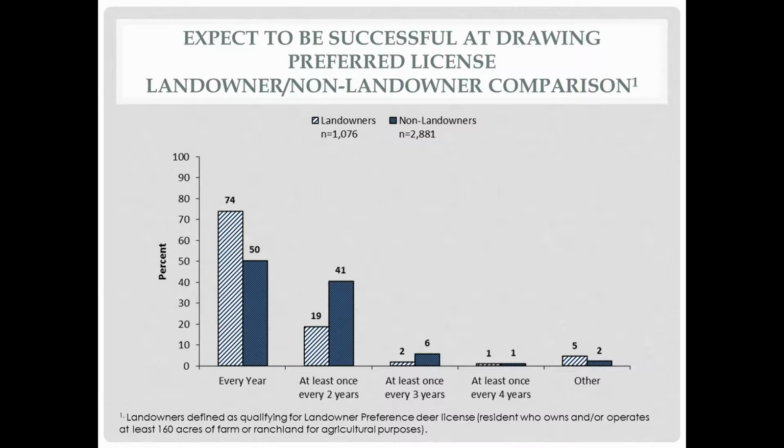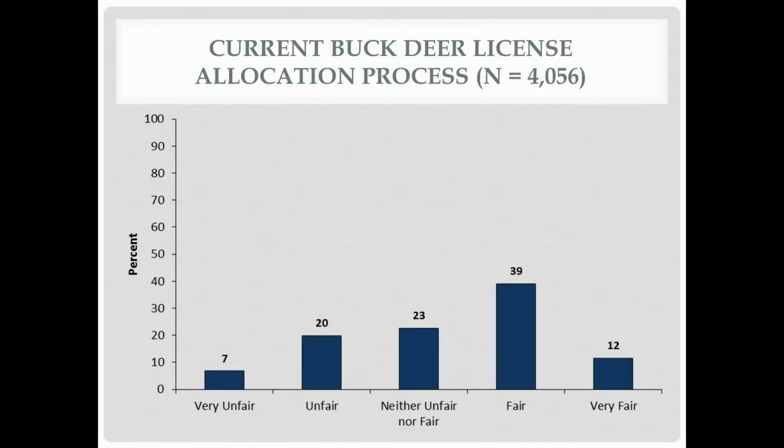We asked folks how fair or unfair they felt the current allocation of buck deer licenses was. And you've got just over, it looks like 51% felt it was fair or very fair. Only 27% felt it was unfair or very unfair. About a quarter were in the neither-nor category.